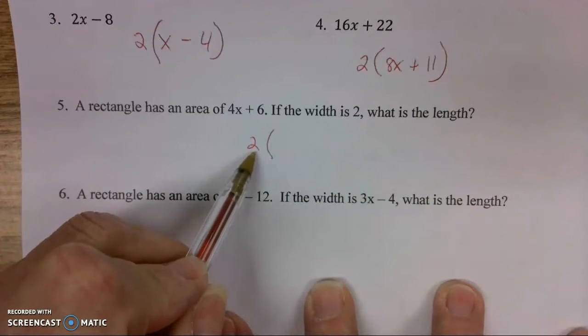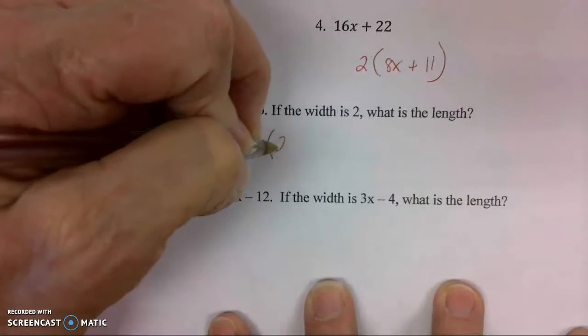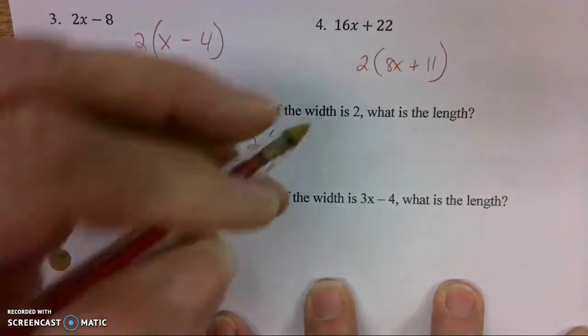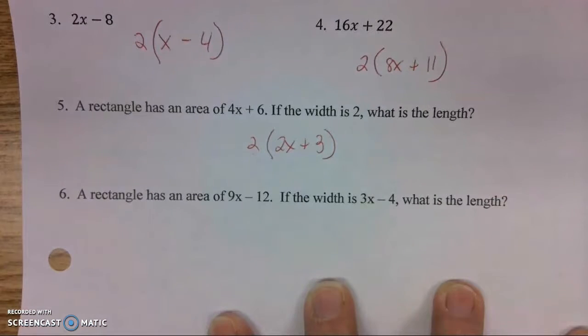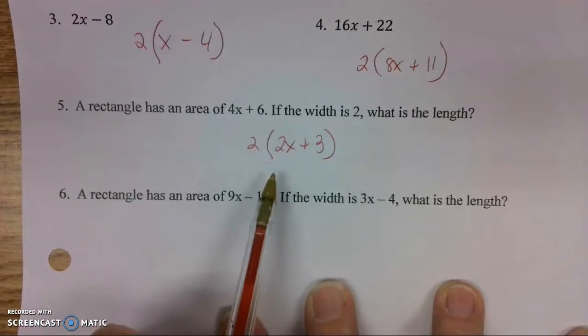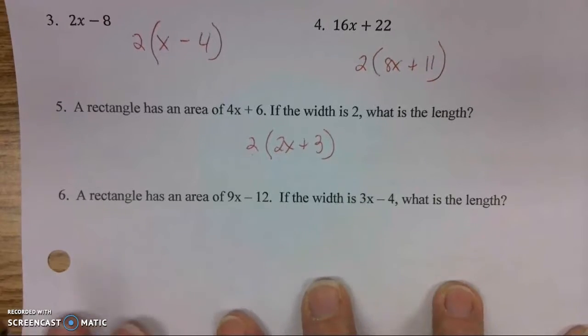So if I know that my width is 2, well, 2 times 2 is 4, plus 2 times 3 is 6. So there is my expression factored.